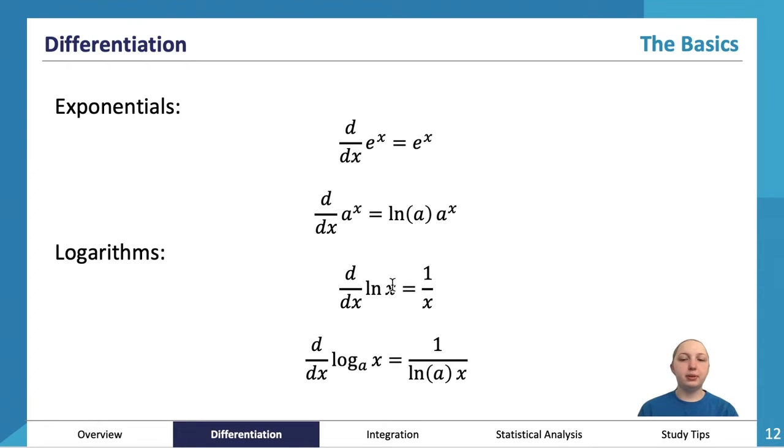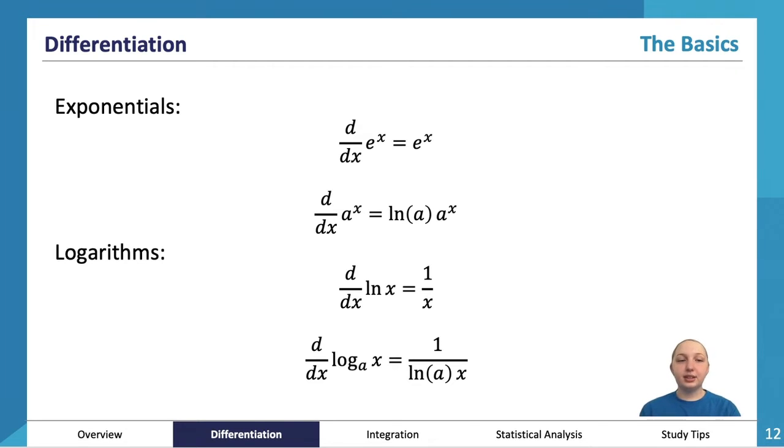This does get a little bit more complicated when you've got something like ln f of x, but for now, we'll just keep it as ln x equals 1 over x, and we'll look at the little bit more complicated version in a minute. And then for differentiating any other log, so anything that's not base e, so log 2x, log 10x, log 27x, whatever, we're going to have log base a of x equals 1 over ln of your base, or your a, multiplied by x. And those are the very basic differentiation rules that you need to be aware of.